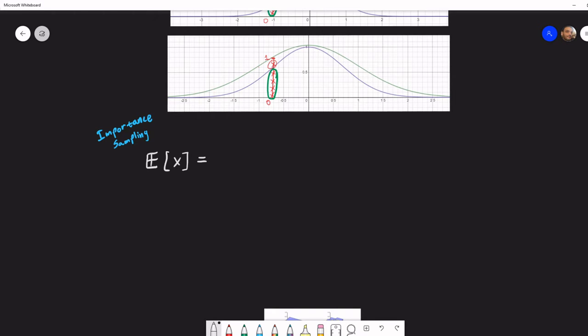I will show now how to find the mean. Now remember that the mean is an integral over x, p of x, dx, and that p of x is actually our unnormalized posterior divided by the normalizing constant. Okay, and we can write this like this.